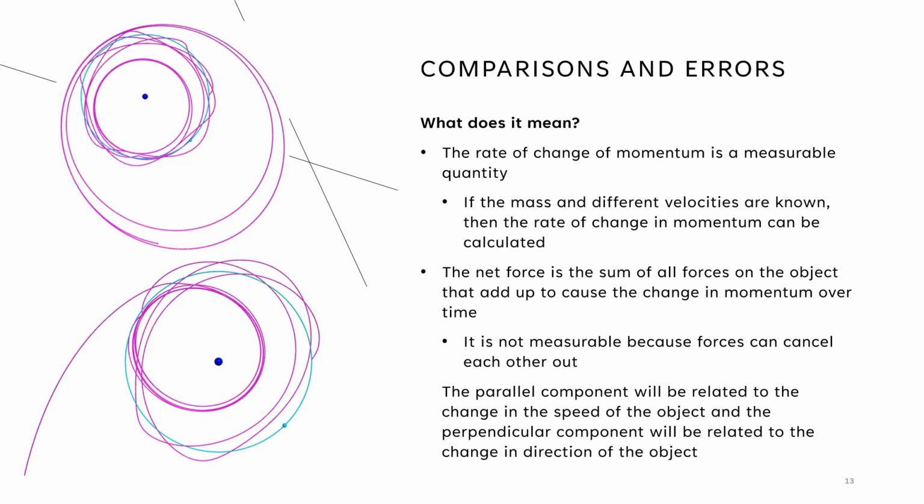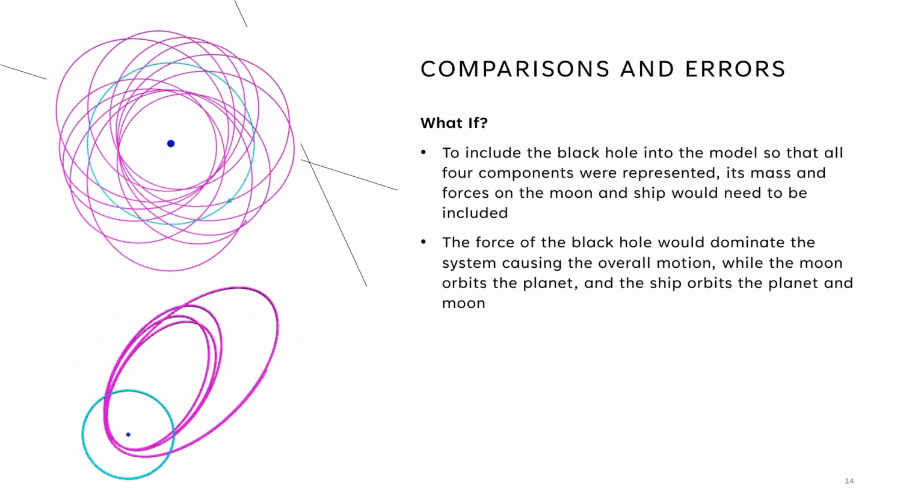For both of them, the parallel component, or the component in the direction of motion, affects the speeding up or slowing down of the object, and anything perpendicular to the direction of motion affects the turning of the object. To include all of these things together in our planetary model, we would also have to include the black hole and the star, and the black hole would drive the whole thing. The force of it would create the main motion around everything, and the motion of the moon around the planet on its path would all be controlled by the black hole, generally speaking.